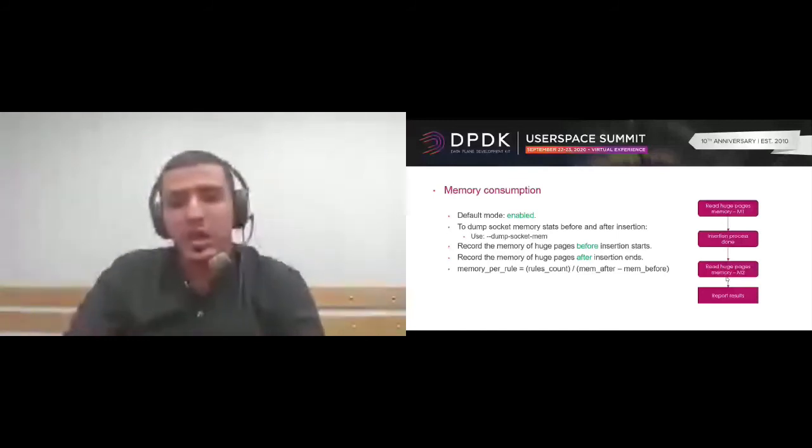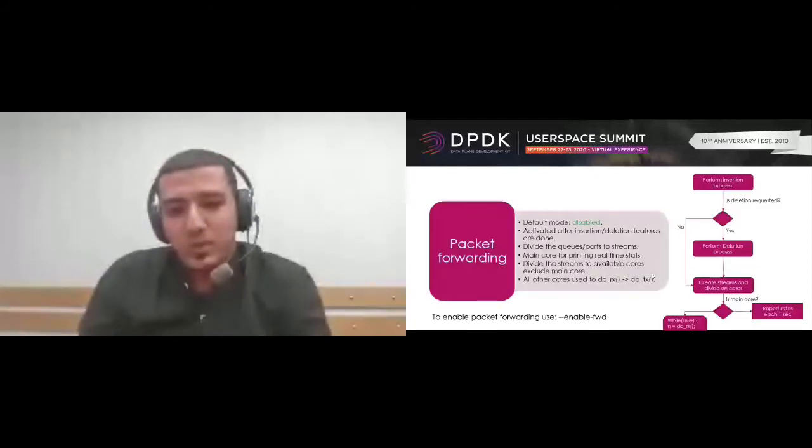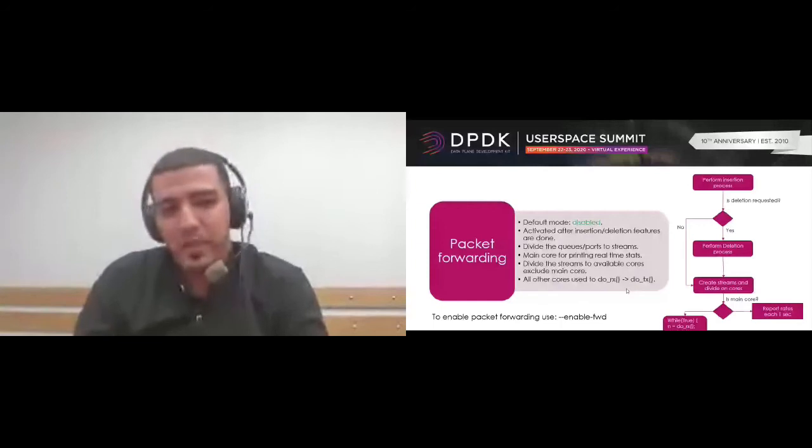How it works, it mainly divides the queues and ports into substreams. The application will read how many cores it can work on. It will reserve a main core for printing a real-time status, and divide the streams to the available cores, excluding the main core. And then all the other cores that are not the main will start an infinite loop on RX to do TX for the streams that they are handling. This way, you will see a live status in this application for the packets per second.